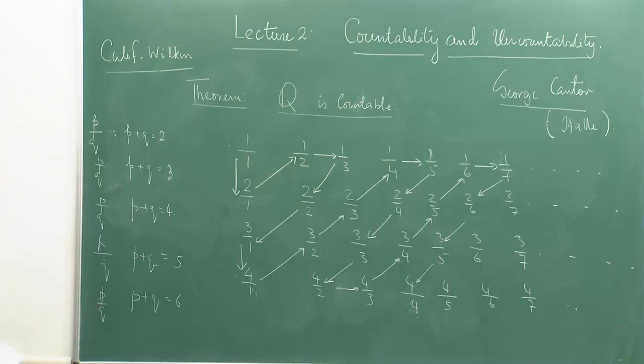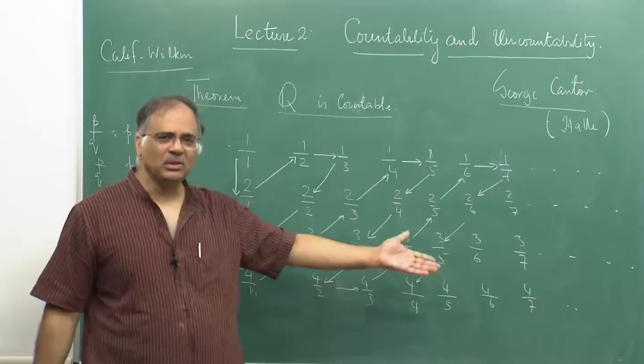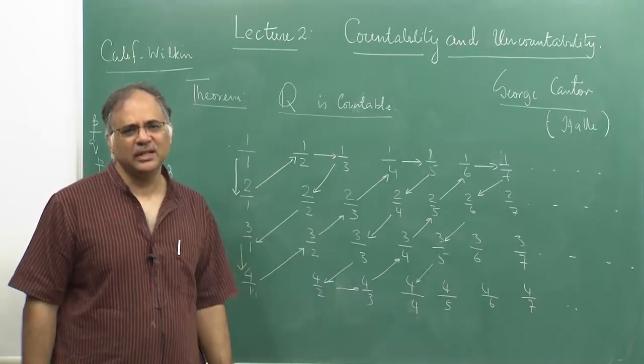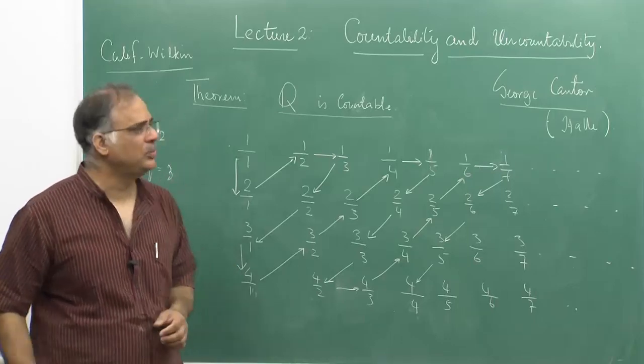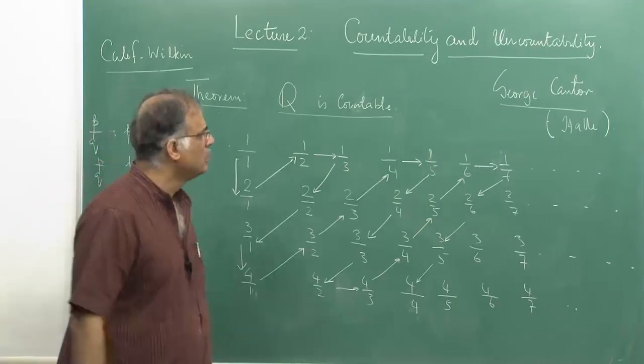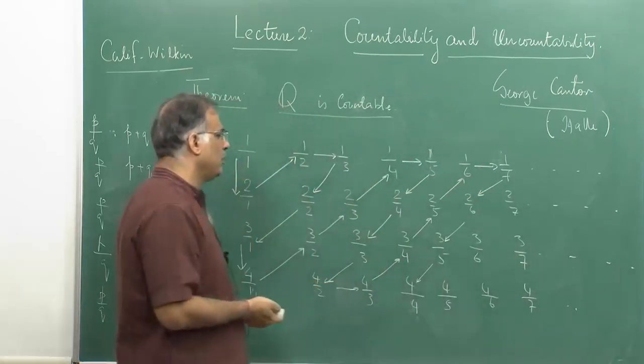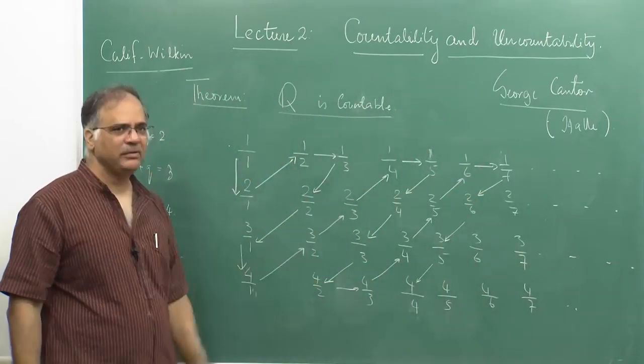Now, did I really prove Q is countable? No. By this diagram, what I am proving is that the set of all positive rational numbers is countable. So basically, in some sense, I have proved that here. So what about the negative rational numbers? You have to put a negative in front of them.